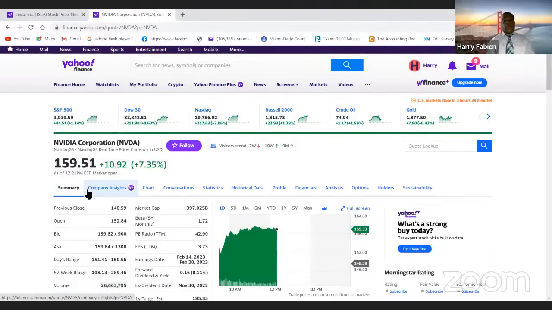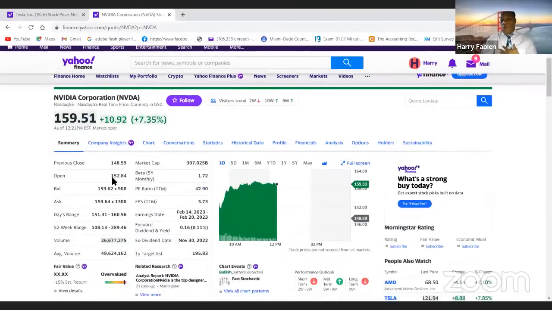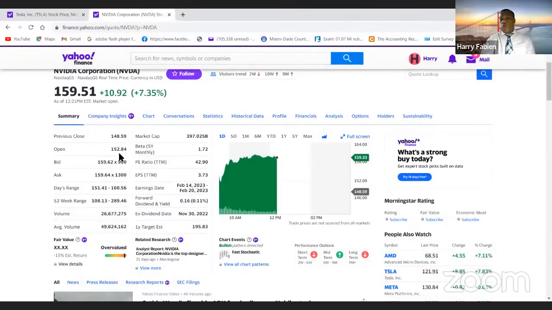Remember, as I told you before, we have what you call trade, and we have what you call investment. If you want to trade today, this morning it was a good price to trade. See, the stock opened at 152.84, and now it's 159.7. That means if you woke up this morning and said, I'm going to trade to make some money, you could trade when it opened because it was open at 152. Now it's 159.